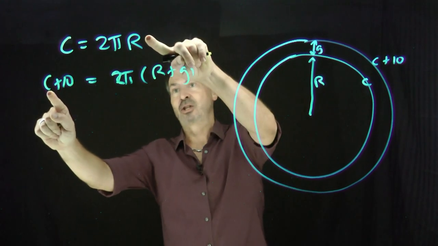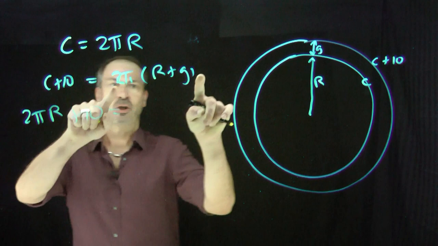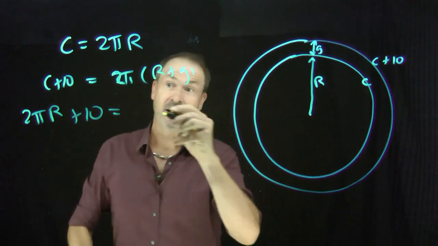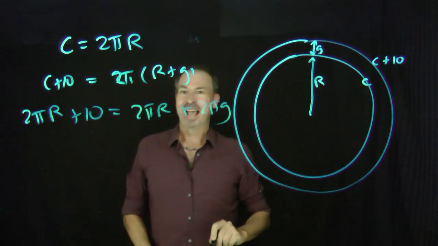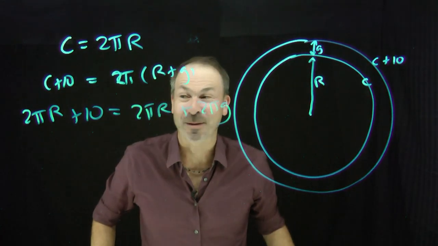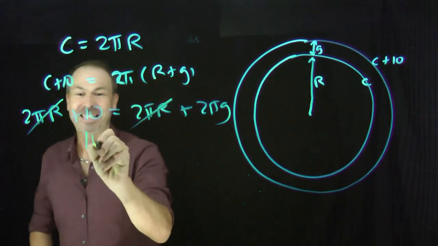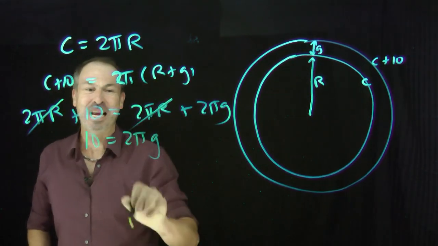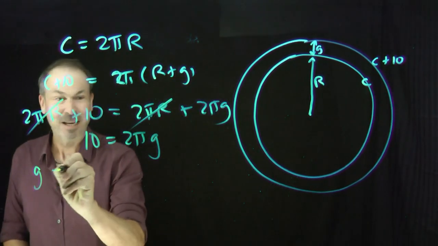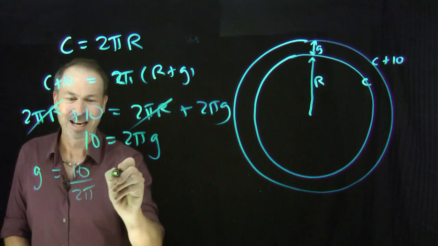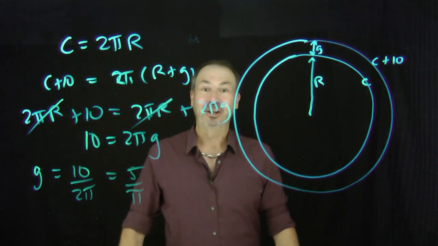Well, I know what C is, it's 2 pi r, so 2 pi r plus 10 is 2 pi (r plus g). I might as well expand that out: 2 pi r plus 2 pi g. And I look at that, and then something magical happens. Subtract 2 pi r from both sides. Go away, and I'm left with 10 equals 2 pi g. There's an equation involving just g, which tells me g must be 10 over 2 pi, which is 5 over pi. Whoa, we've actually got a number for it.